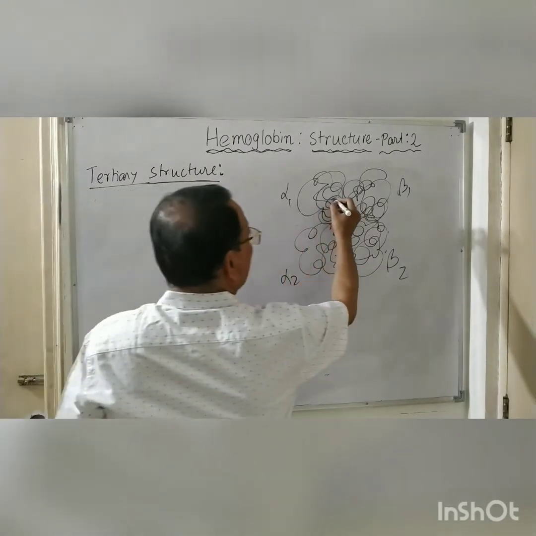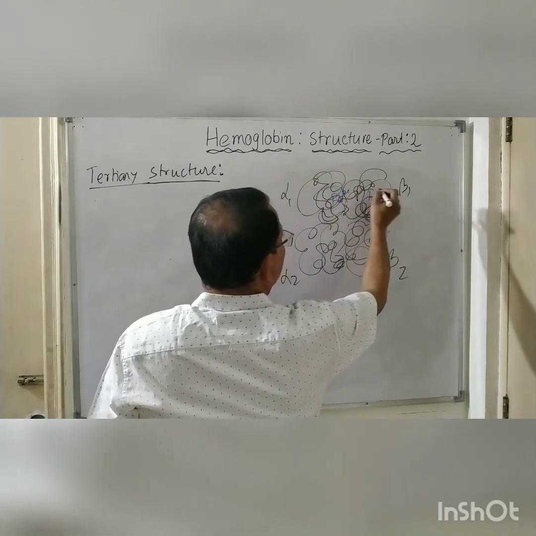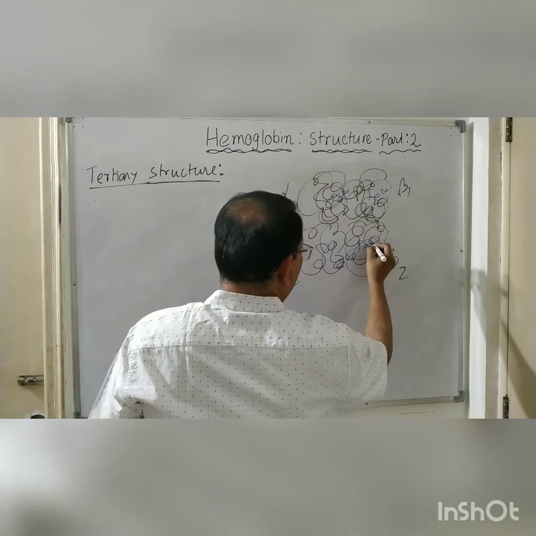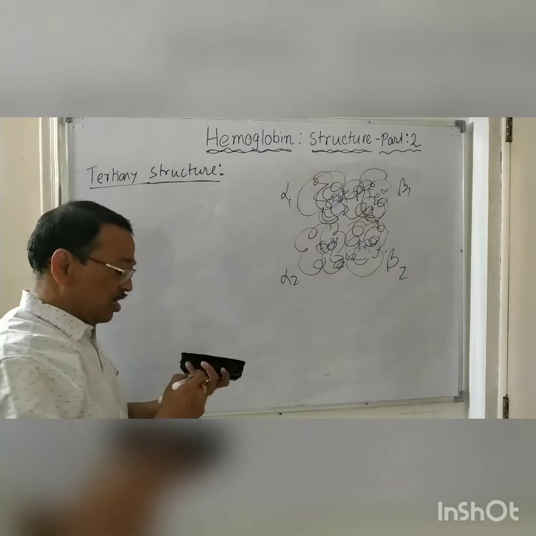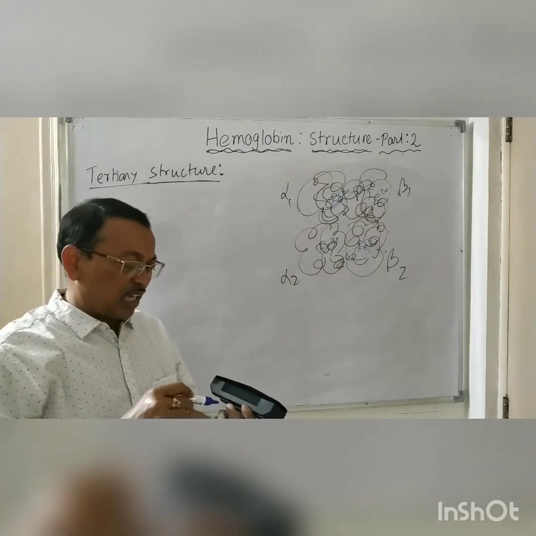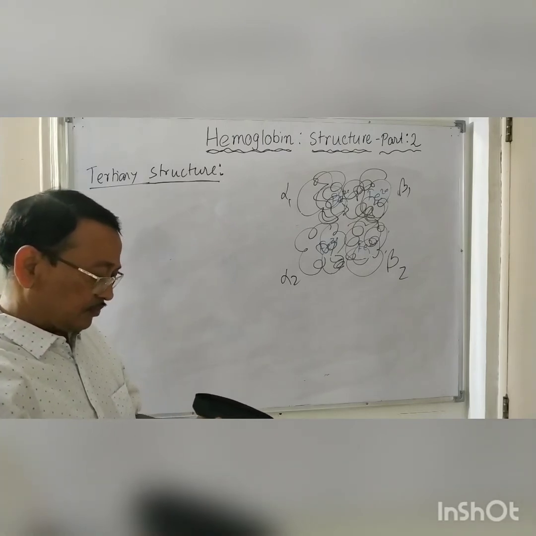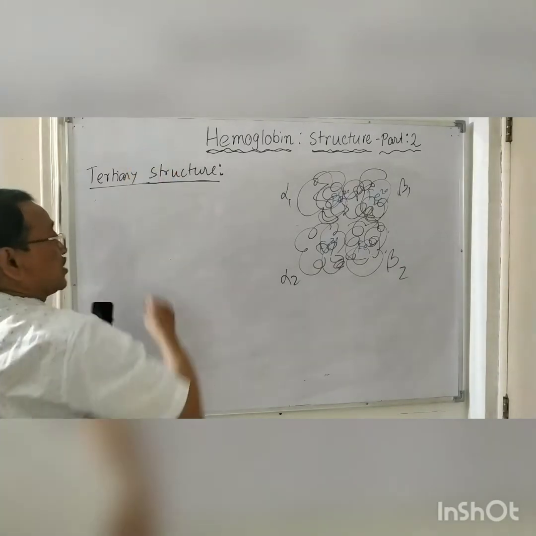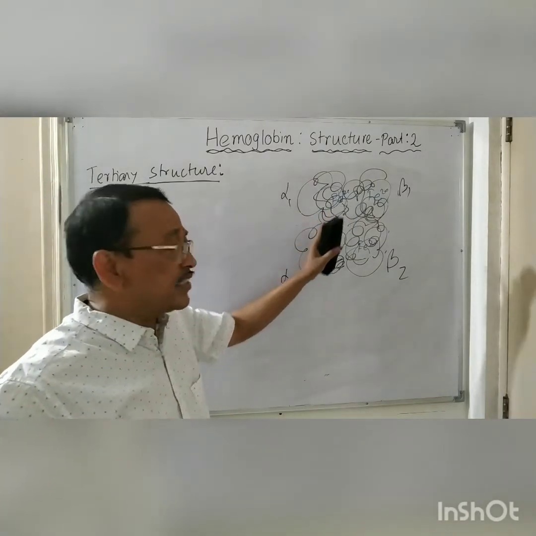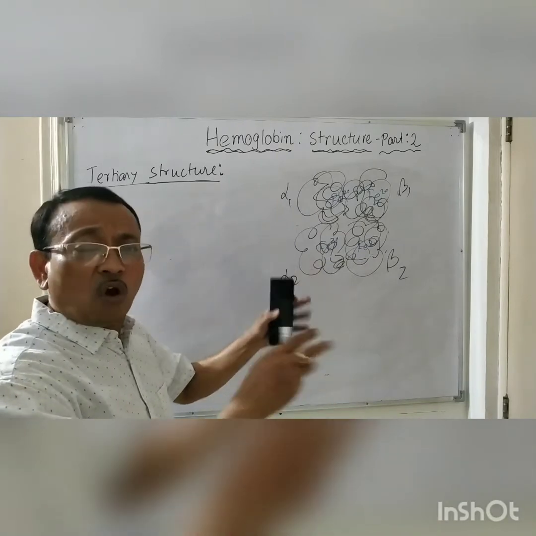So here is one iron molecule. Here is, suppose, another iron molecule. Here is another iron molecule. Here is another iron molecule. So in each of the chains, one iron molecule is attached with the globin chain. Now, what happens? How does this ferrous ion get attached with the alpha helix or tightly packed globin chain?